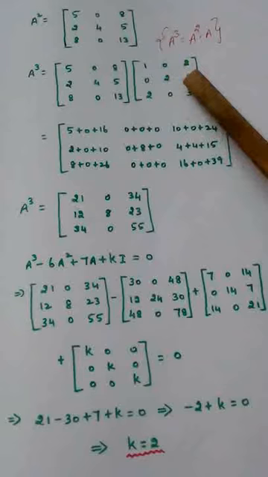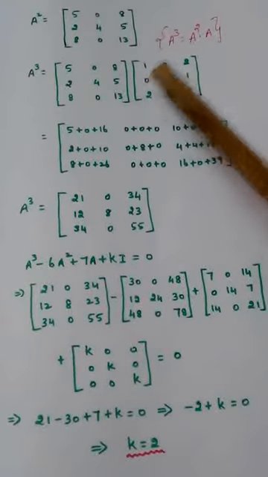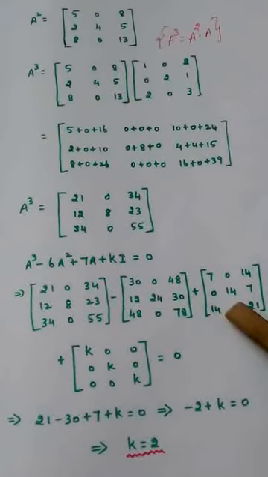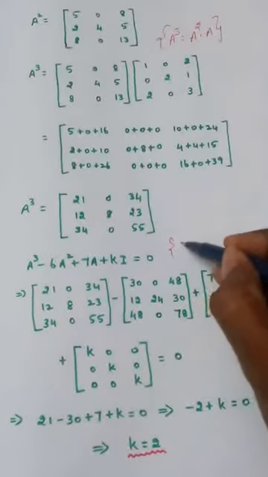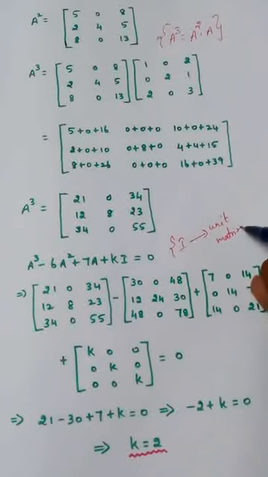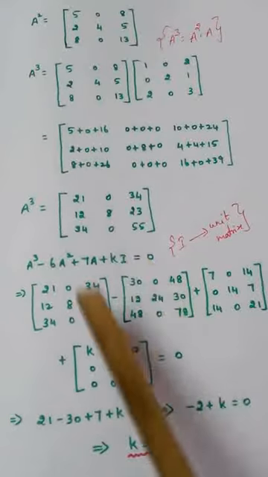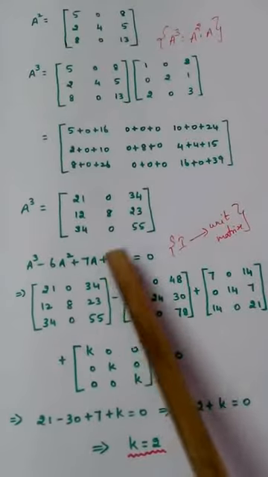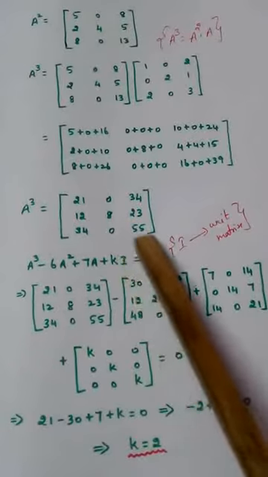Plus this plus is written, 7a. Actually this is a. When it is multiplied with 7, 7 0 14 first row. 0 14 7 second row. 14 0 21 third row. Plus kI. Here I means unit matrix. What is unit matrix? We have seen in the definition. So I means unit matrix. 1 0 0, 0 1 0, 0 0 1. kI means multiply everything with k. So k 0 0, 0 k 0, 0 0 k is nothing but kI.